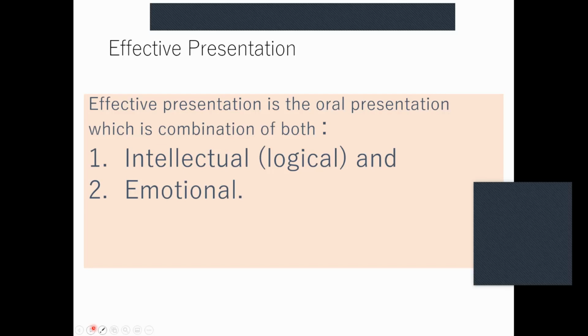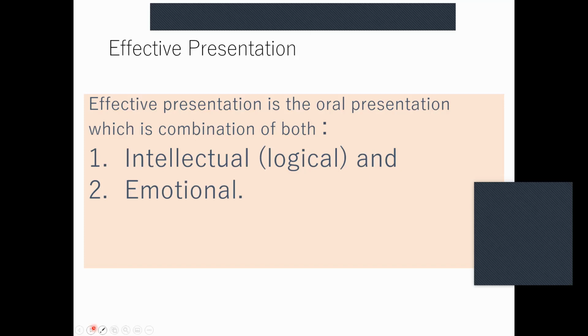And number two is the emotional part. The emotional part of the presentation is related to your emotions. Emotional is from your heart. Like, what will be the voice quality? What will be the voice tone during the presentation? What will be your body language, your gesture, your posture, your eye contact? These things are related to the emotional part. So to make an effective presentation, you must have both of these two parts. One is the intellectual part, another one is the emotional part. Please remember this.